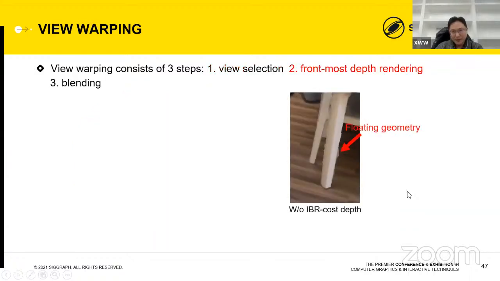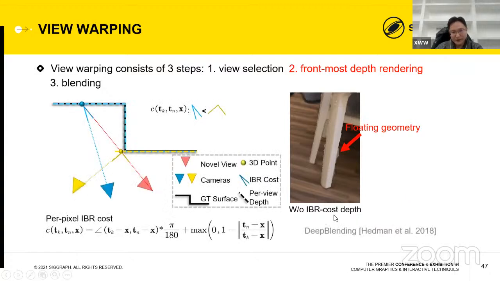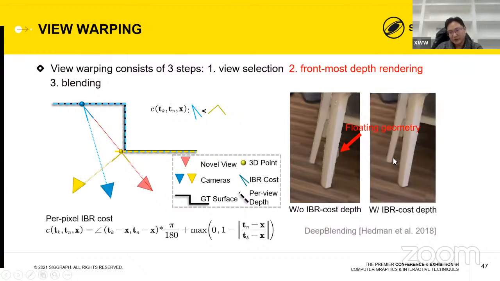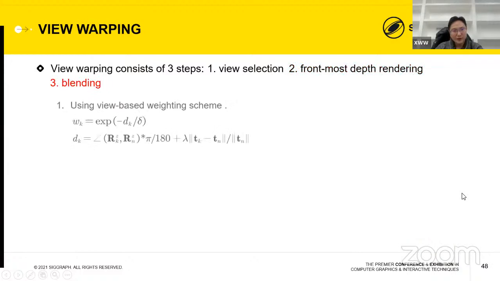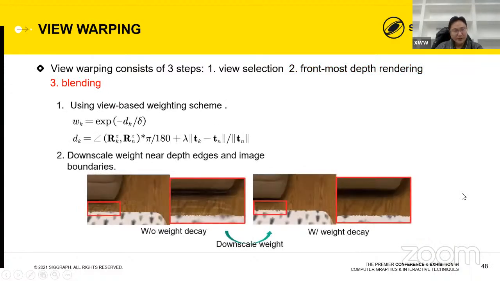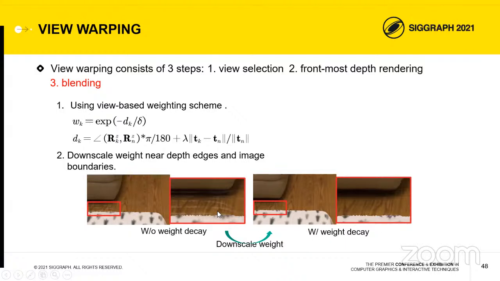We also do some floating geometry removal before we do image blending. Here we use an image-based rendering cost to reduce the influence of the floating geometry. After this, we can do some blending. For blending, we also take care of the depth boundaries. We use some weight decay along the depth boundaries, so we can reduce some tearing or ghosting effects.